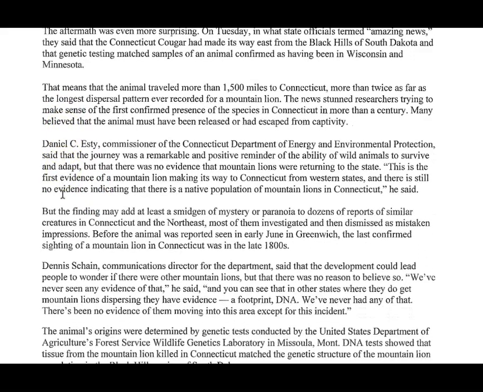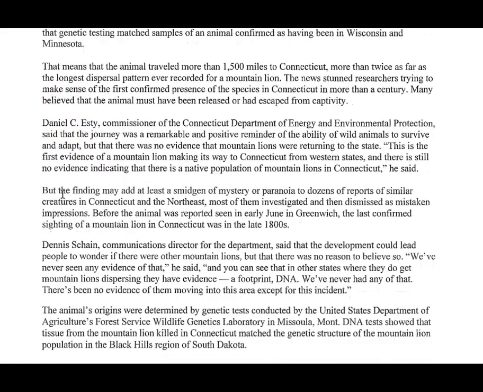So that means that the animal traveled more than 1,500 miles to Connecticut, more than twice as far as the longest dispersal pattern ever recorded for a mountain lion. The news stunned researchers trying to make sense of the first confirmed presence of the species in Connecticut in more than a century, in more than 100 years. Many believe that the animal must have been released or had escaped from captivity.